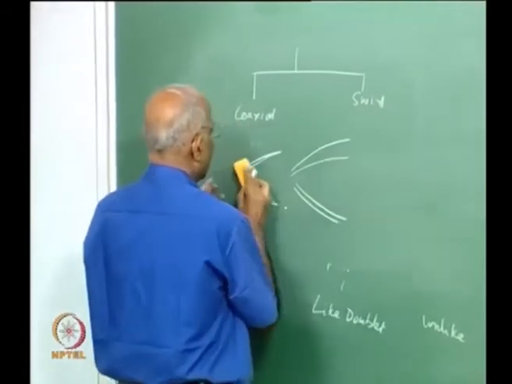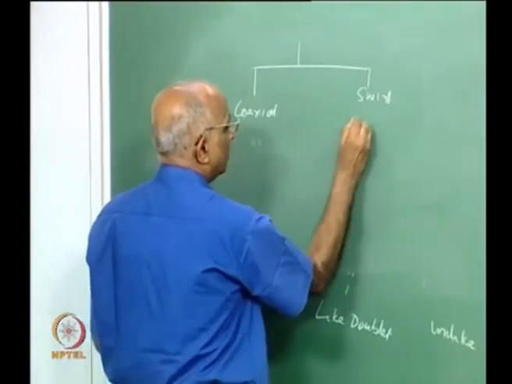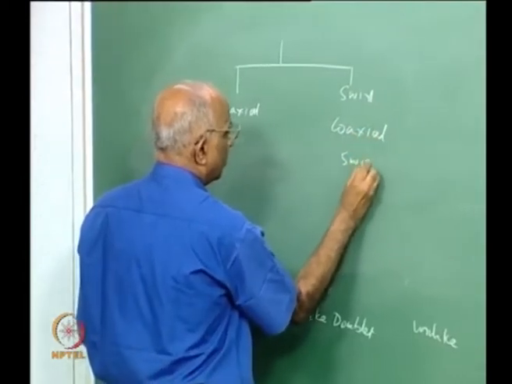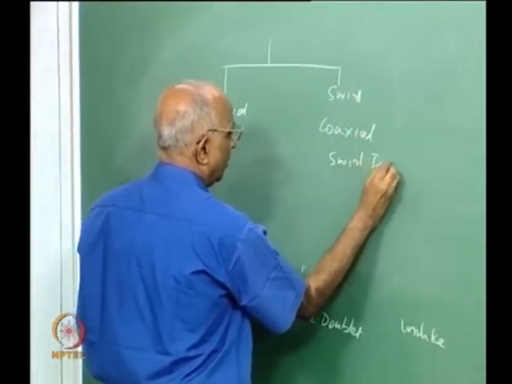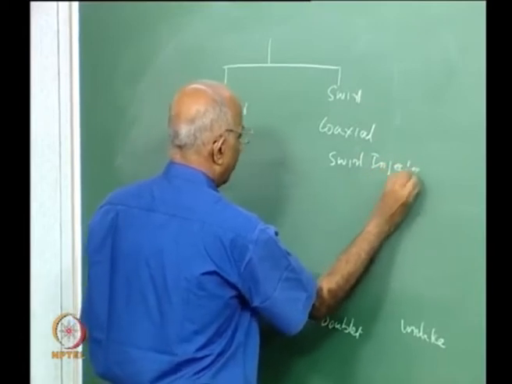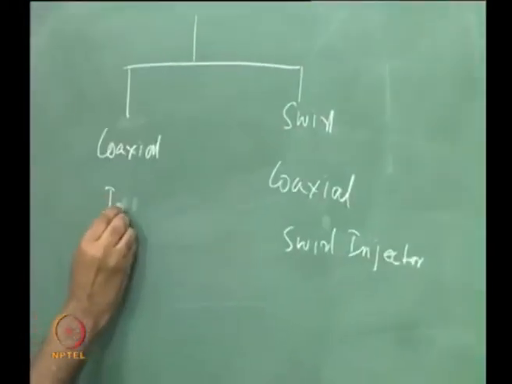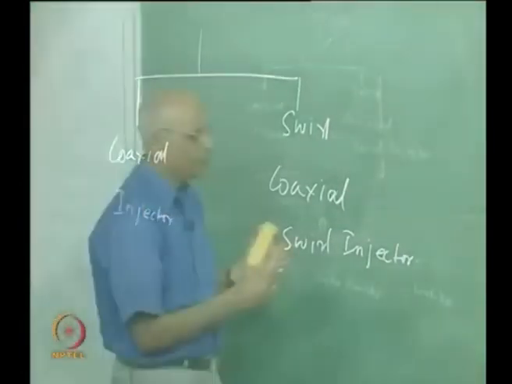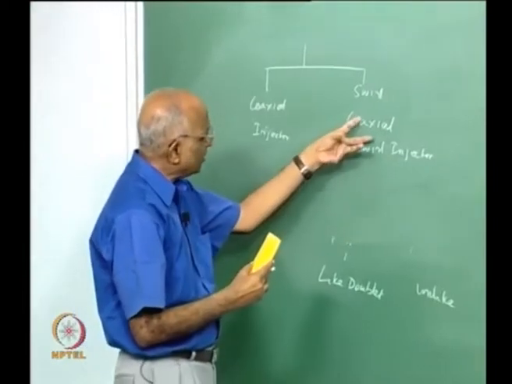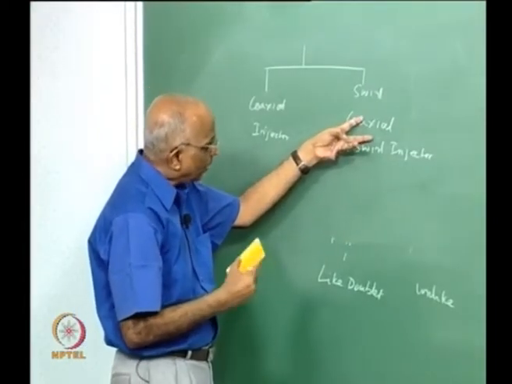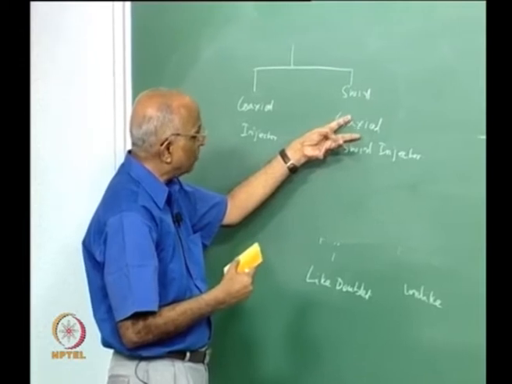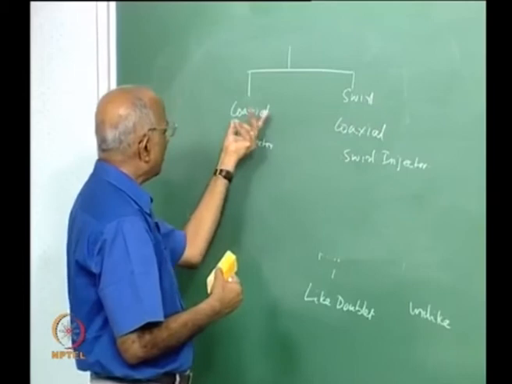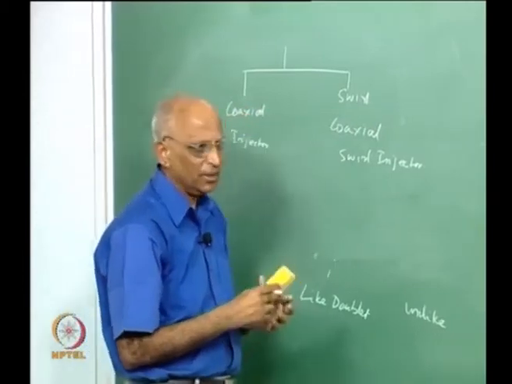And therefore, such injectors are known as coaxial swirl injectors. Whereas, the earlier thing which I said was just a simple coaxial injector. All these things are used in practice. People who come from the gas turbine side, rocket engineers or design engineers who come from the gas turbine side are used to swirling, whereas a conventional rocket engineer is satisfied with a coaxial injector.